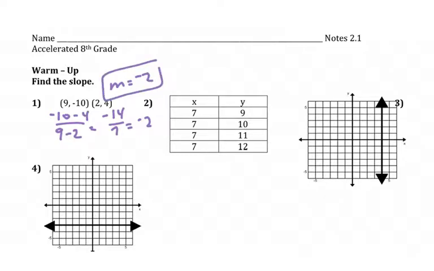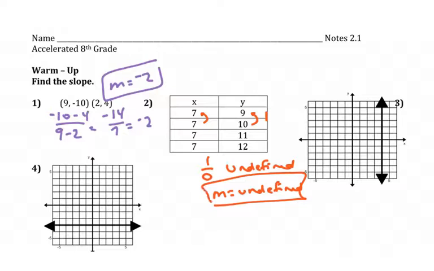On number 2, you're going to check the y minus y, so that's 1, and the x minus x is 0, so 1 over 0. That's undefined. You cannot divide by 0. And so this slope we say is undefined.